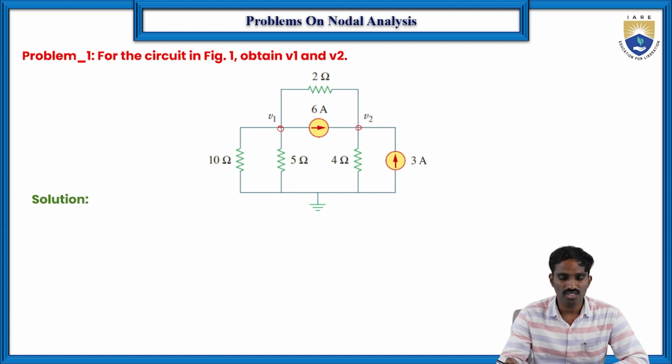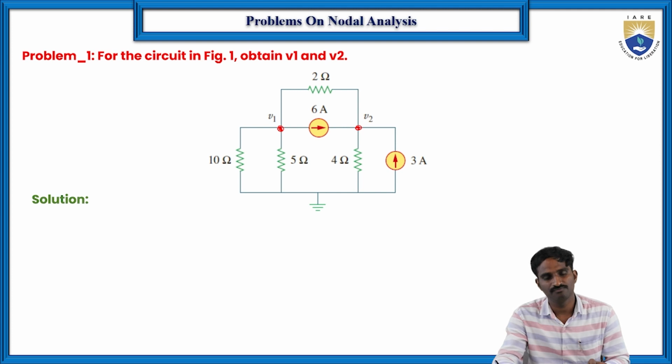Before going to that, the node equations are nothing but applying KCL at these particular nodes. As we know, KCL is Kirchhoff's current law. According to Kirchhoff's current law, the sum of the currents entering the node is equal to the sum of the currents leaving the node. So first let us consider the node which is called V1.